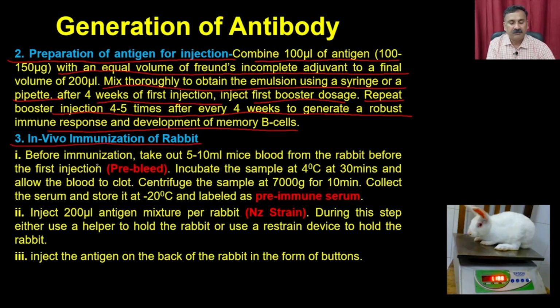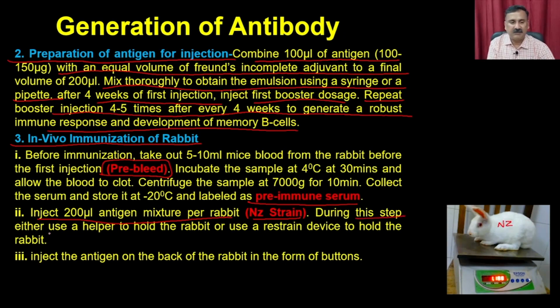Then once the antigen is ready, you can do the in vivo immunization of the rabbit. Before immunization, you can take out some amount of blood so that it is going to serve as a control, and it is called the pre-bleed or the pre-immune serum. And then you can inject the 200 microliter antigen into the rabbit, which is going to be the NZ strain. So this is the rabbit what you have. This is the NZ strain rabbit.